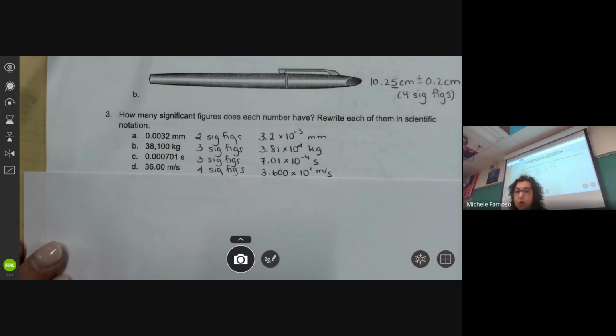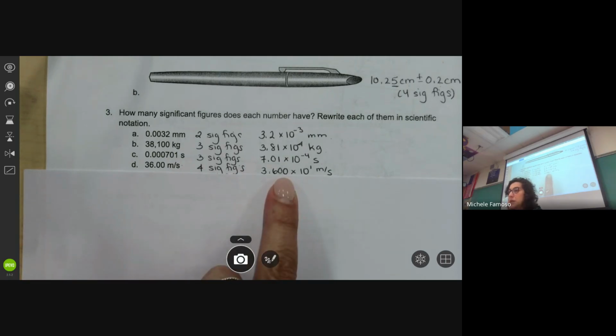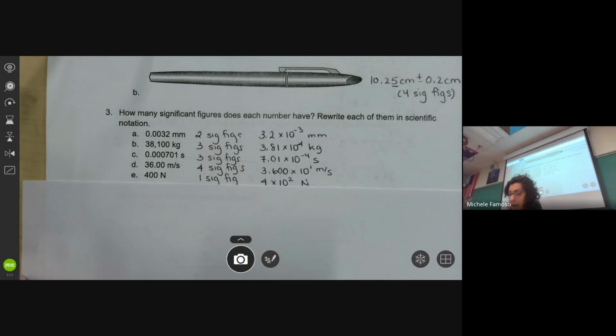Letter D has 4 significant figures, and that would be 3.600 times 10 to the 1st power meters per second. So notice when we rewrite them in scientific notation, we keep the number of significant figures. You don't drop digits. Letter E has 1 significant figure. So in scientific notation, that would be 4 times 10 to the 2nd power, and the unit is capital N.